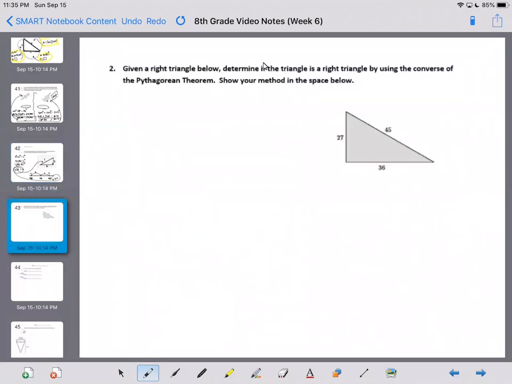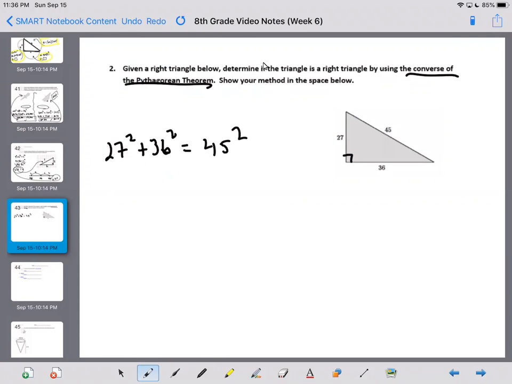Given the right triangle, you're using the converse of the Pythagorean theorem. You can take a moment, pause the video, and determine if this is going to be a right triangle. So as you have resumed the video, you would say, well, 27 squared plus 36 squared is equal to 45 squared.